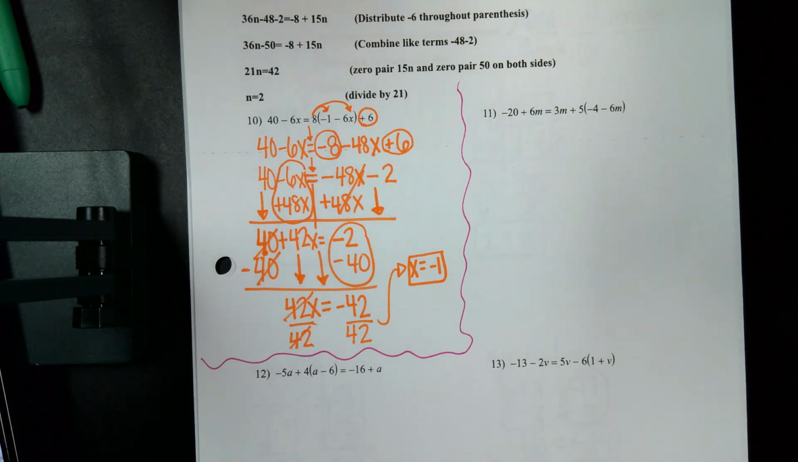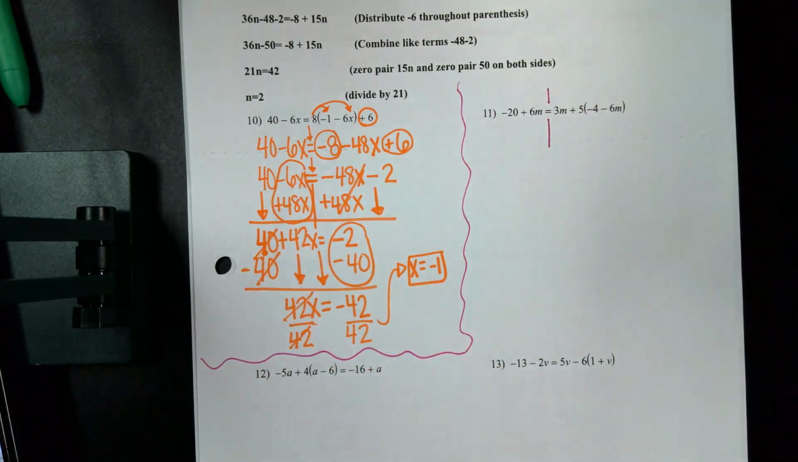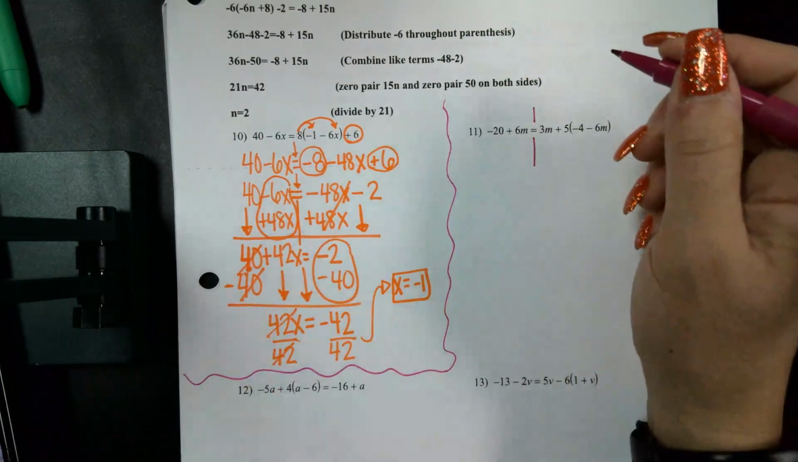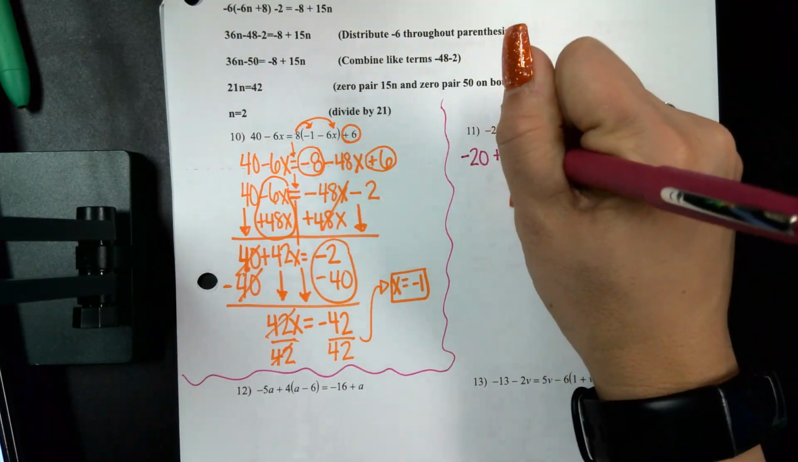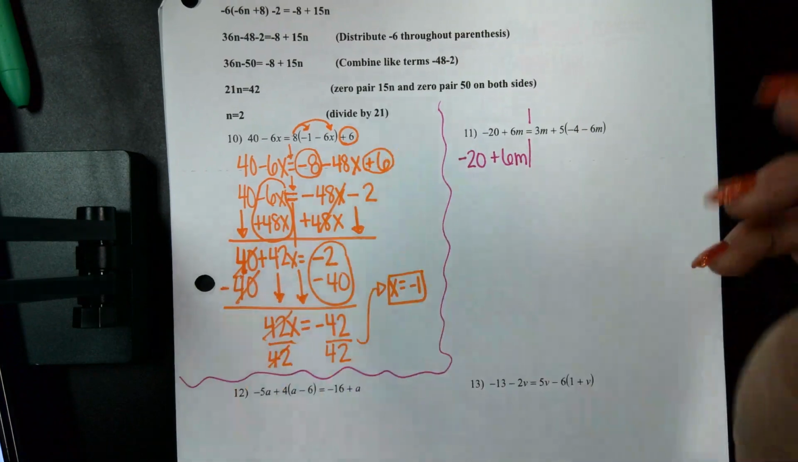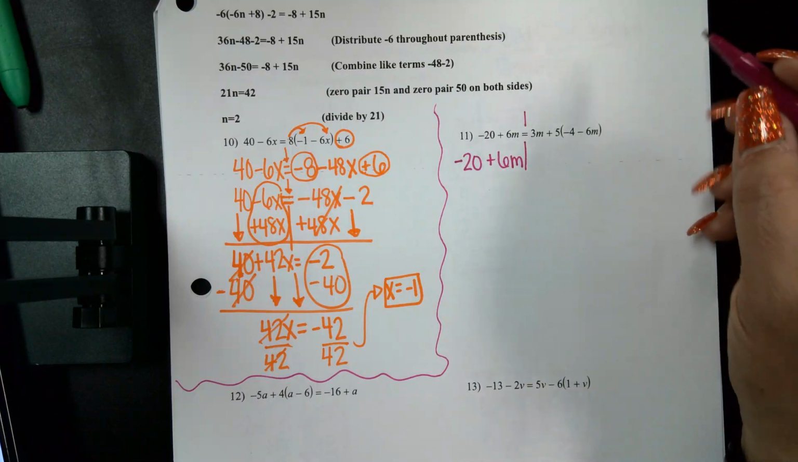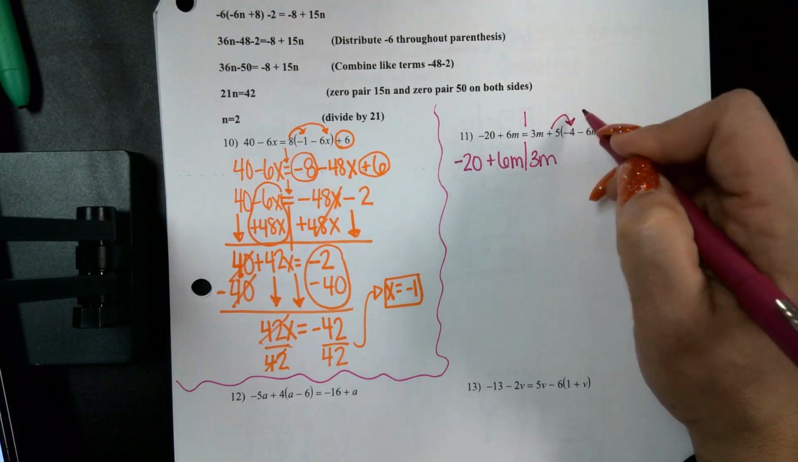Are we okay? Okay. Well, number 11. Does anything need to be done on the left side? Nope. Not yet anyway. What do you think about the right side? What needs to be done? Bring the 3m down and then distribute the 5.